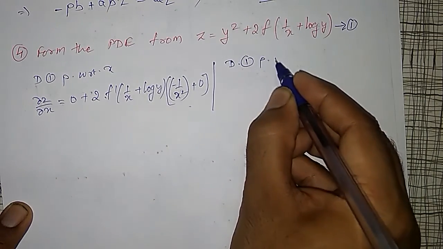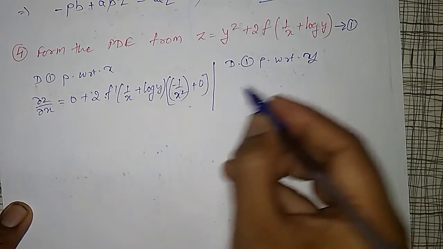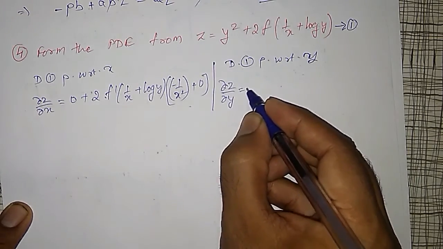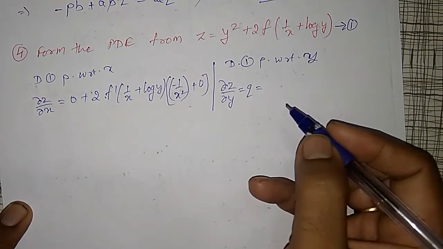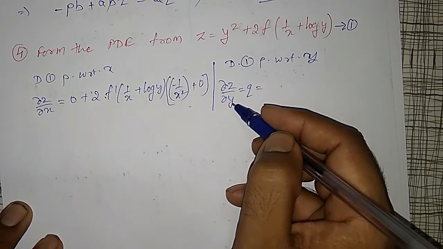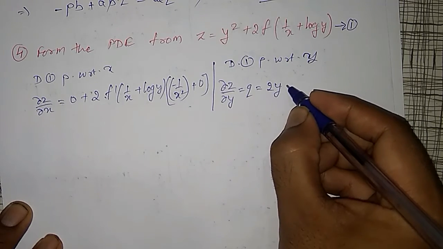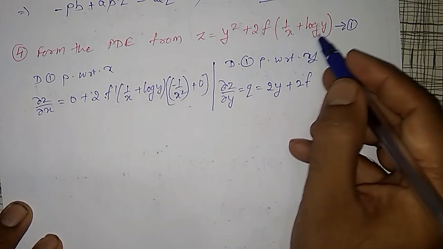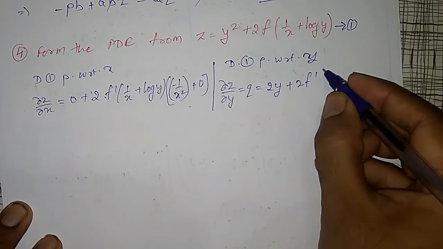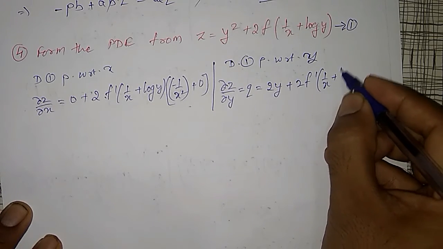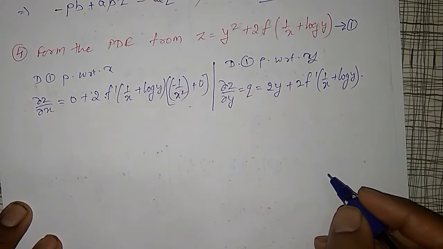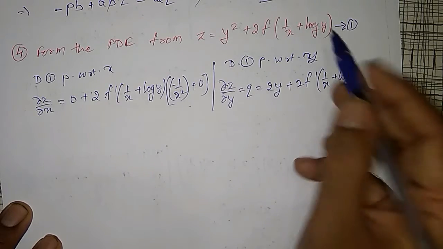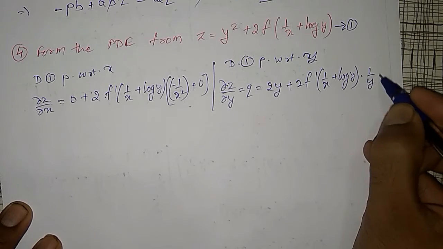Like that, let me differentiate partially with respect to y now. Differentiating 1 partially with respect to y, I get dou z by dou y, which I will call q, simple notation. Therefore y square differentiated with respect to y becomes 2y, plus 2 times f, again a partial function of y, therefore f dash of 1 by x plus log y, into the differentiation of 1 by x with respect to y, which becomes 0, and log y becomes 1 by y.